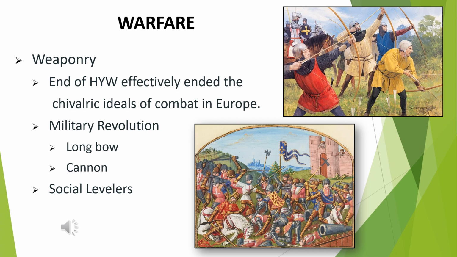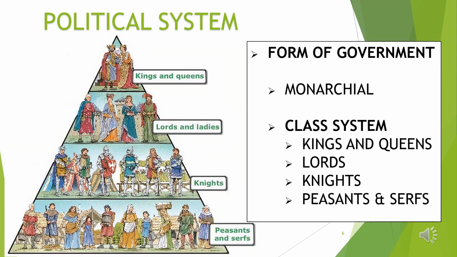Weaponry. The end of the Hundred-Year War ended the chivalric ideals of combat in Europe. It sparked a military revolution. By using the longbow and the cannon, it allowed either side to strike their opponents from a distance. It was also a social leveler. No longer were heavily armored horsemen the decisive weapon in battle. Commoners were able to engage in combat using the longbows to attack mounted knights from afar.